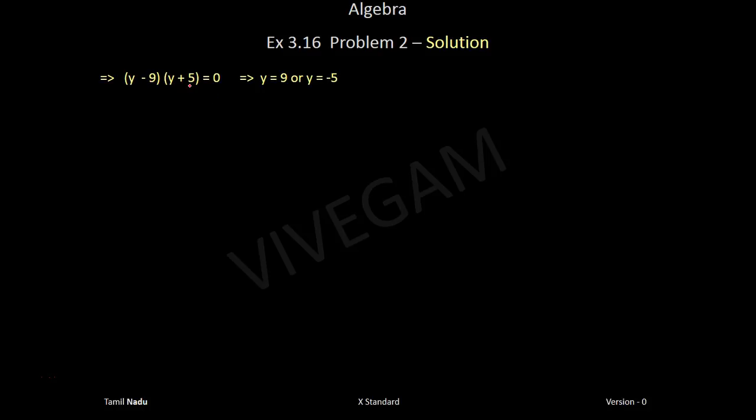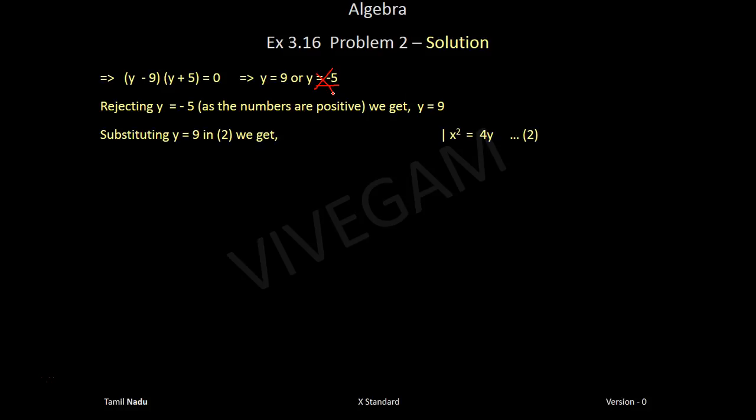A product of two terms equal to 0, so either this is 0 or this is 0. When this is 0, you get y equal to 9. When this is 0, you get y equal to minus 5. But we know the numbers are positive, it's given in the problem. So this needs to be rejected. We don't need this because the problem very clearly says that the numbers are positive. So y equal to 9 is the only one we have to take.